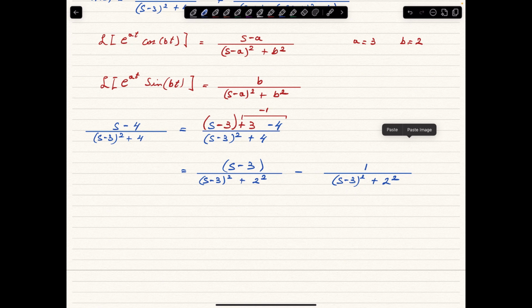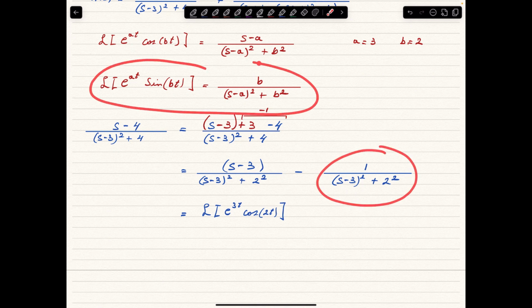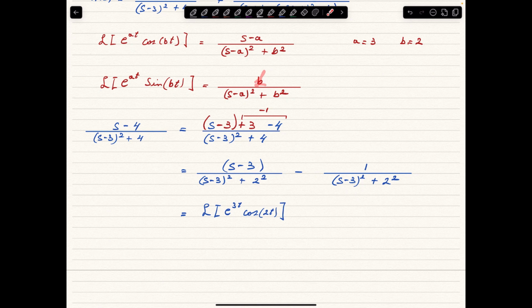So the first term is exactly the Laplace transform of exponential 3t cosine of 2t. But the second term is not the Laplace transform of sine, because we have a 1 here instead of a 2, because we have a 2 squared, so we should have a 2 there. But again, this is not a problem because we multiply by 2 and we divide by 2. And now this is minus 1/2 the Laplace transform of exponential 3t sine of 2t.